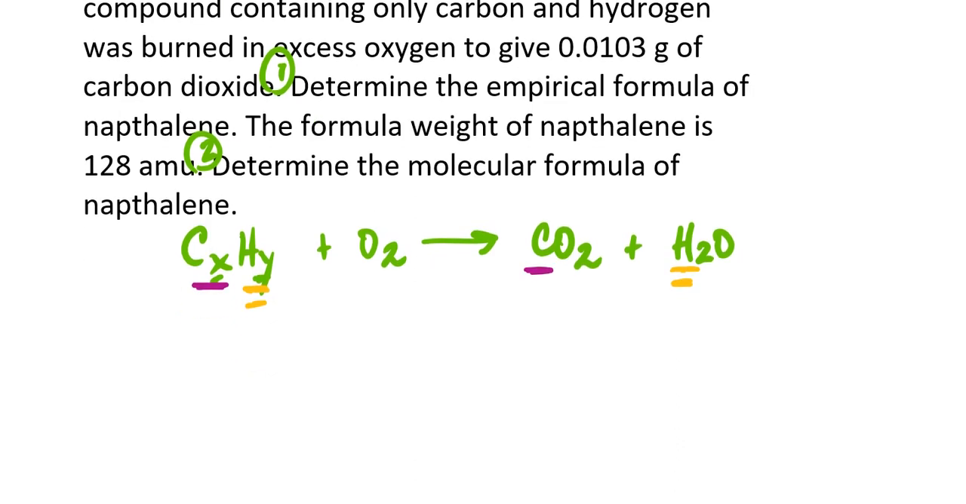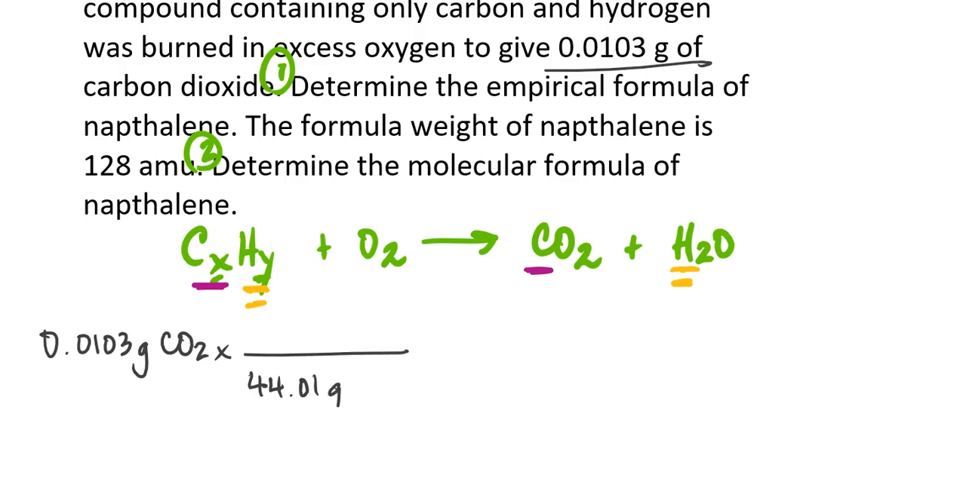So we're told in this problem that when this combustion takes place, we form 0.0103 grams of carbon dioxide. So let's start there. We formed 0.0103 grams of carbon dioxide. I'm going to convert that to moles. So the molar mass of carbon dioxide is 44.01. I'll leave it to you to verify that yourselves. You guys can all calculate molar masses just fine.